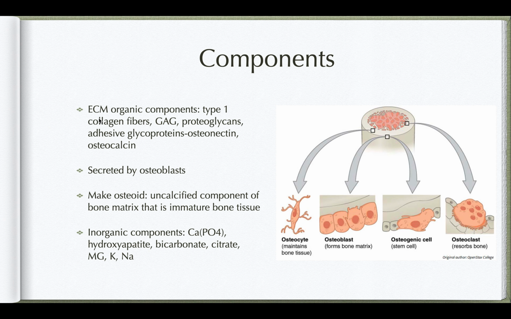The extracellular matrix organic compounds include type 1 collagen fibers, glycosaminoglycan, proteoglycans, and adhesive glycoproteins such as osteonectin and osteocalcin. It's secreted by the osteoblasts. They make osteoid, which is the uncalcified component of the bone matrix, which is immature bone tissue. And then the inorganic compounds are calcium phosphate, hydroxyapatite, bicarbonate, citrate, magnesium, potassium, and sodium.